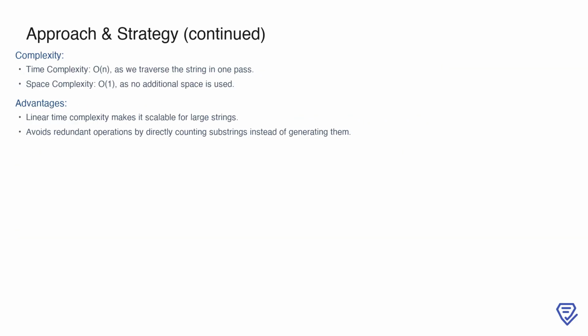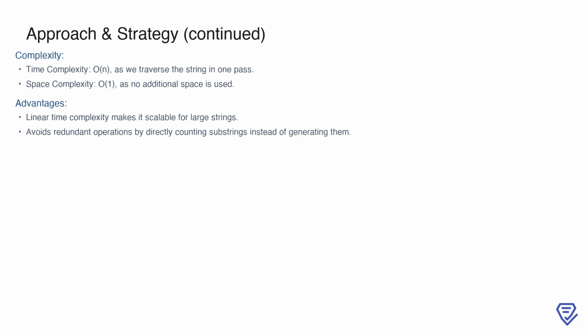This sliding window approach offers significant advantages in terms of efficiency. First, its time complexity is O(n), since we traverse the string in a single pass, making it scalable for large inputs. Additionally, the space complexity is O(1), because it does not require any extra data structures beyond a few variables. These improvements eliminate the redundancy inherent in the brute force approach.